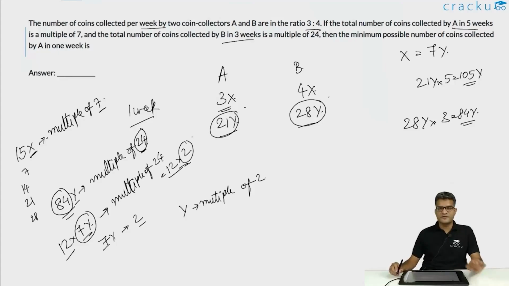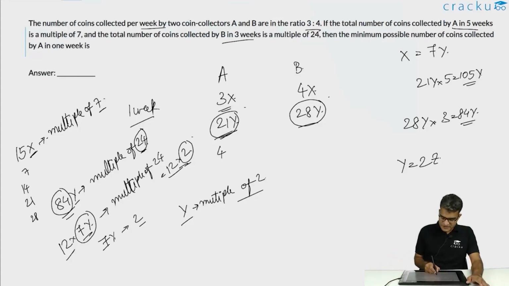As long as you have common factors, remove those common factors. Now you are finding 7y and 2. So we are saying that y has to be a multiple of 2. So let y be equal to 2z. If y is equal to 2z, in 1 week, the number of coins collected by A, which is 21y, will be 42z. And the number of coins collected by B in 1 week will be 28y, which is 56z.